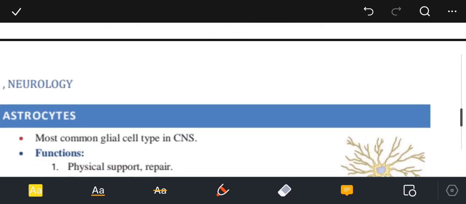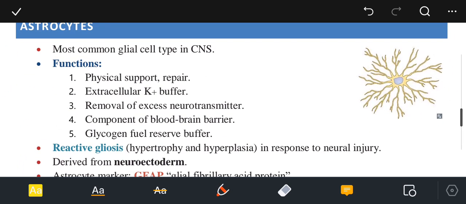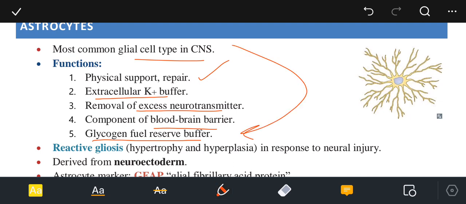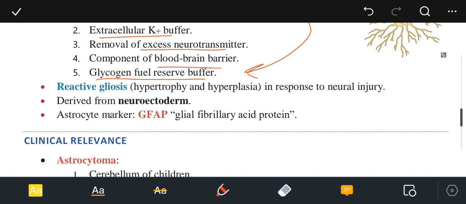Okay. Now moving forward to the next point, that is about the astrocytes. The most common glial cell type in the central nervous system is the astrocytes. Remember that. What are the functions of astrocytes? They provide physical support and repair, extracellular potassium buffering, and removal of excess neurotransmitters. They are a component of the blood-brain barrier. They also act as a glycogen fuel reserve buffer. Reactive gliosis, or hypertrophy and hyperplasia in response to neuronal injury, can also take place. They are derived from the neuroectoderm. The astrocyte marker is GFAP, or glial fibrillary acidic protein.